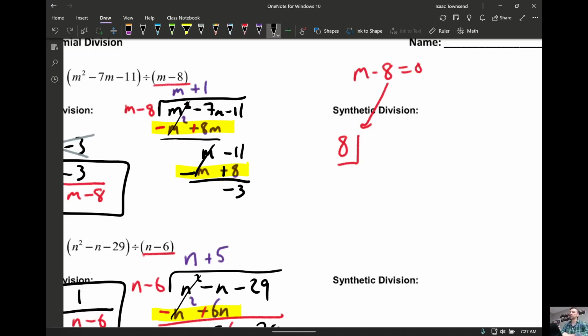Then you have to list the coefficients in order. So the biggest thing I have is m squared, and I only have 1 of those. The next biggest thing would be m's, and I have -7 of those. And then the last thing should be the constant. So that's what the setup looks like for synthetic division. But most people, myself included, think synthetic division is a little bit nicer because it kind of falls into place a little bit quicker. The algorithm is a little bit easier.